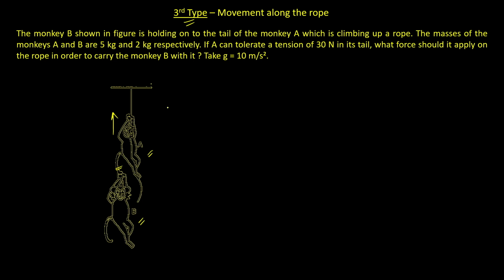The masses of the monkeys A and B are 5 kg and 2 kg respectively. If A can tolerate a tension of 30 Newton in its tail, that is, T max is 30 Newton that it can tolerate, what force should it apply on the rope in order to carry the monkey B with it? So here 2 cases are there basically, the maximum force and the minimum force.